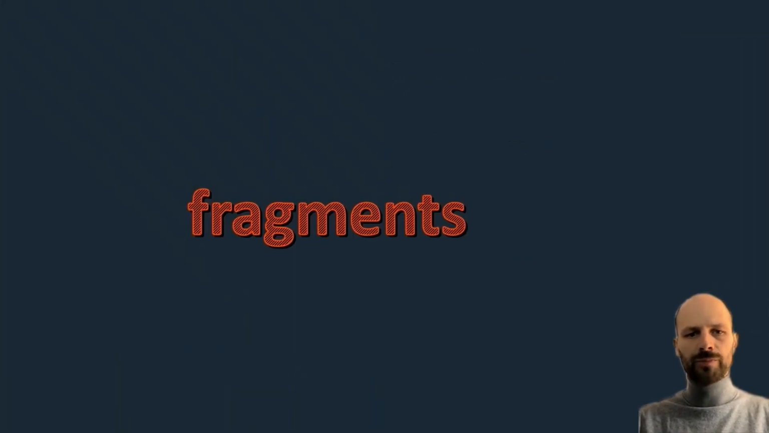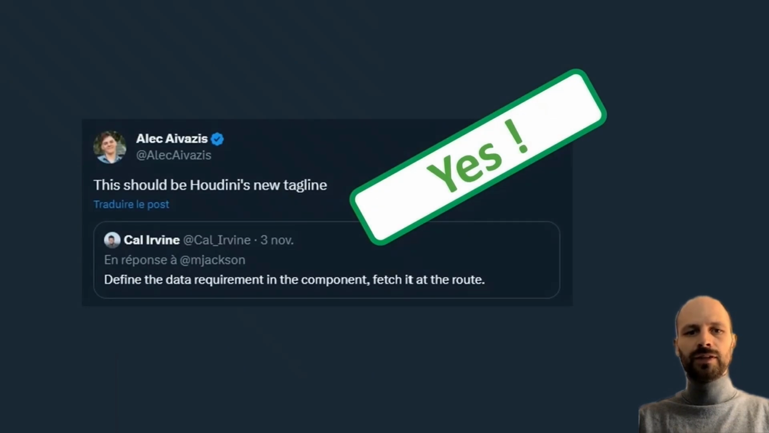Make sense? So this was about fragments, and yes, you're totally right. It should be the new tagline of Houdini. You fetch data in your route, and you have your data requirement in your component. Like this, everything is self-contained. You can have nested components, nested fragments, everything.